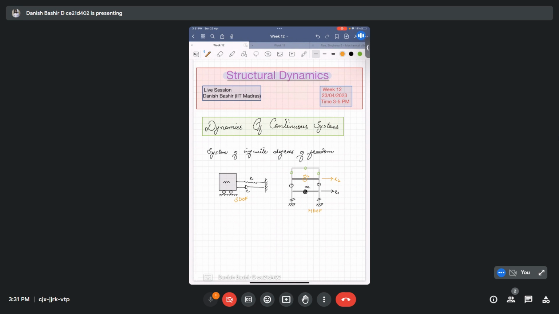So in these continuous systems, we treat each and every point in our system as having a tendency to vibrate. So we call these systems systems of infinite degrees of freedom. The approach for this type of system is similar to that of a single degree of freedom system or a discrete degrees of freedom system, but we have to do some additional things in order to arrive at the equations of motion.